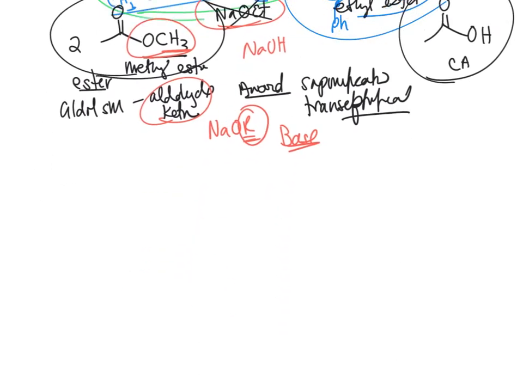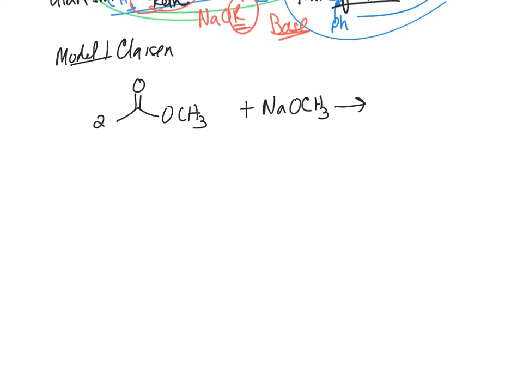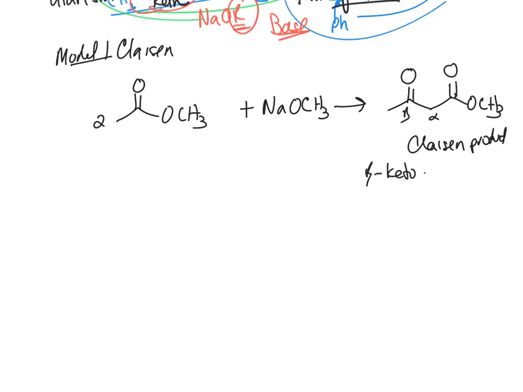So in Model 1, the Claisen condensation, you take two of these methyl esters and you use sodium methoxide. The product here is a Claisen product, and you need to have this on your reaction sheet because it's another reaction you need. You'll see that the Claisen product, so this is your alpha, your beta, is called a beta keto ester.